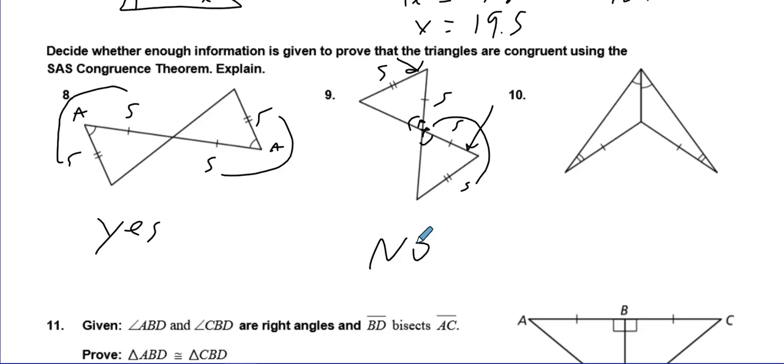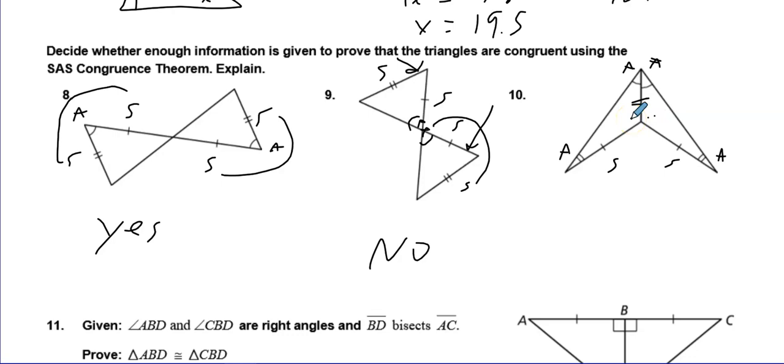Okay, on this number 10, I have a side here that matches. I also have a side that's not marked that matches. Now, this one's a tricky one because I have angles marked here and here and here and here that are congruent to each other. But those are not the included angles. Those are not the angles in between. I would need these angles here, which I don't have marked.